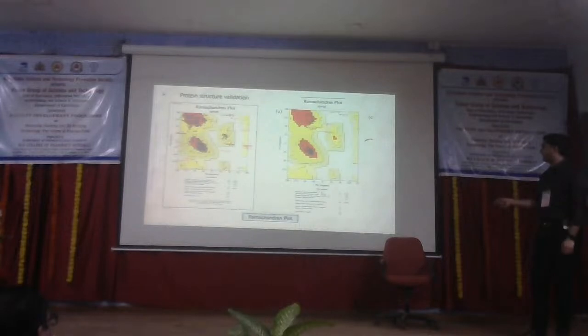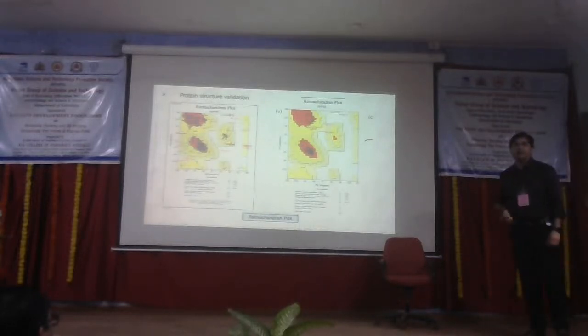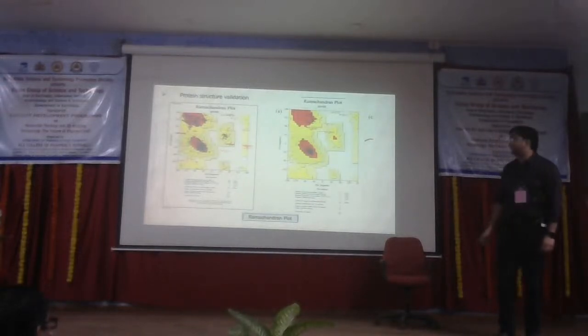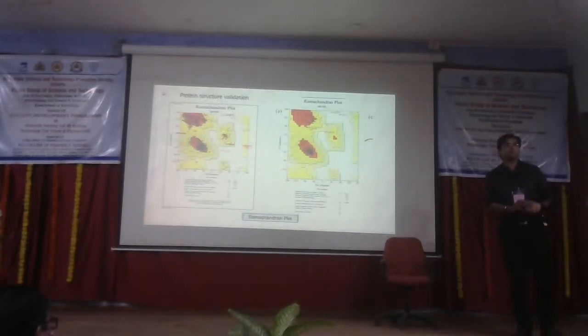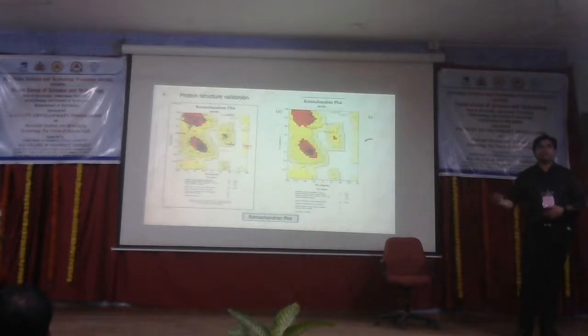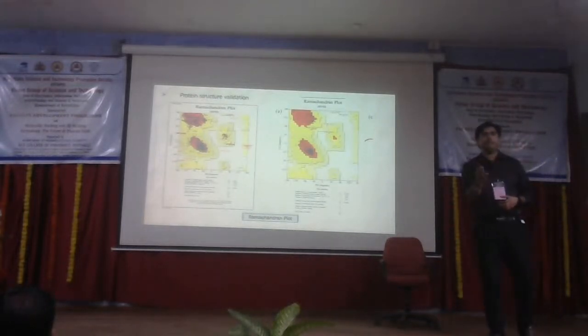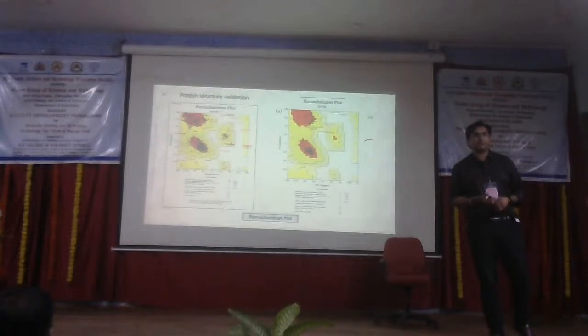Whether it is in the allowed region, what is the percentage of amino acids present in the allowed region? It is around 87 here, 87 here, and 90 here. That means my structure is good to go. I can go with this structure for the docking. If it is less than 70, less than 60, less than 80, I cannot proceed further with this structure.